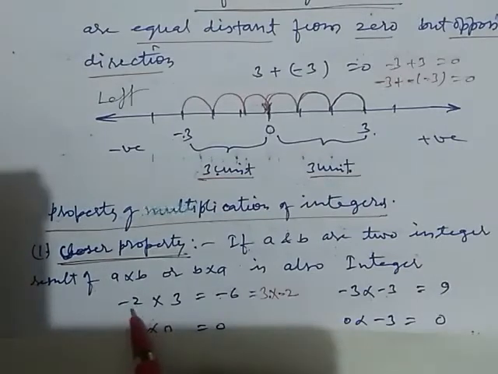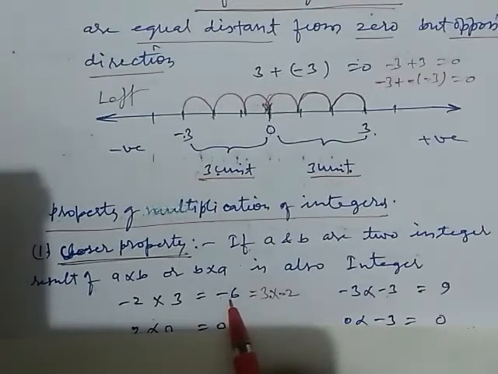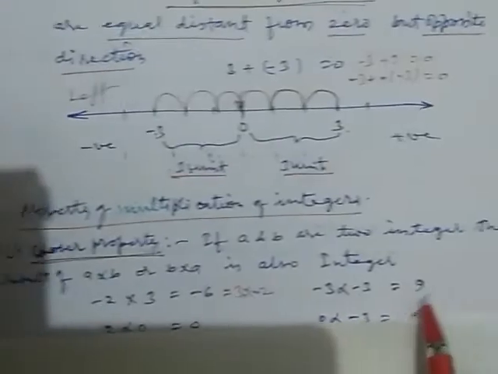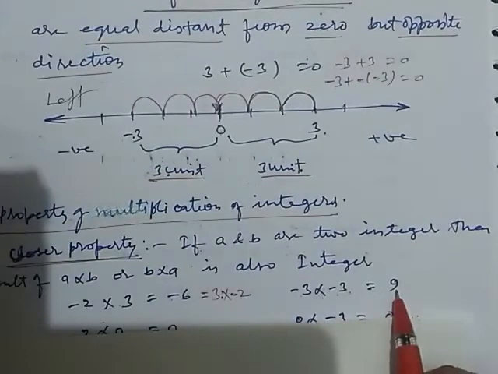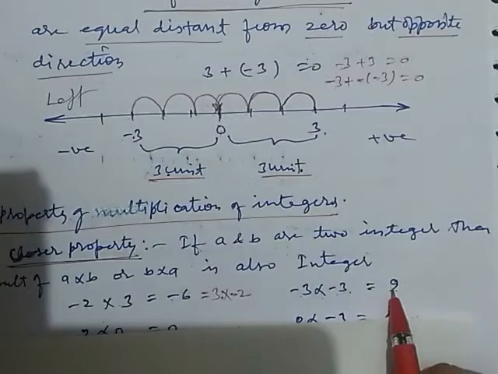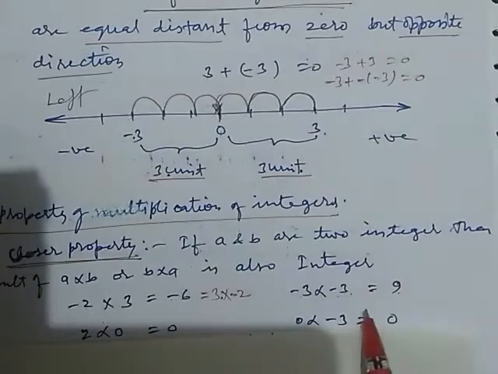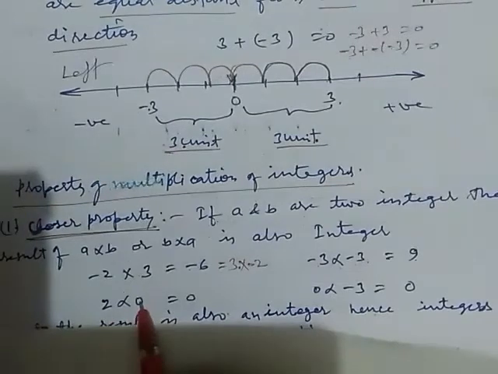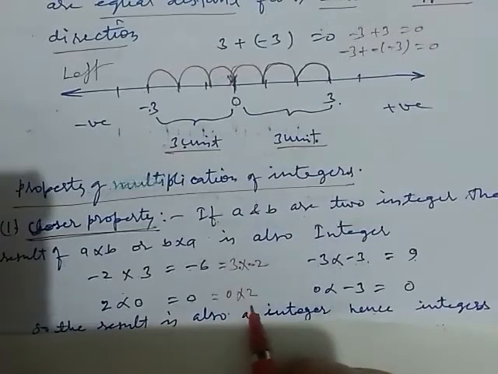So both these numbers are integers and the result is also an integer. That's why for multiplication integers show closure property. Minus 3 into minus 3 is plus 9. Here minus 3 is an integer and 9 is also an integer. That's why integers show closure property for multiplication. Now we take another example. 2 into 0 equals 0. Here 0 into 2 is also 0.